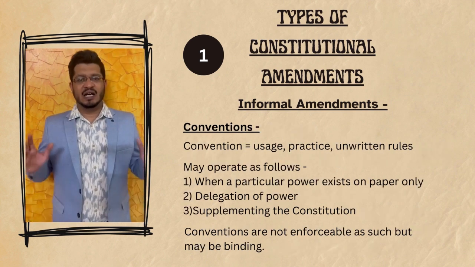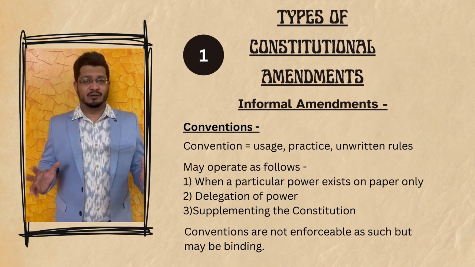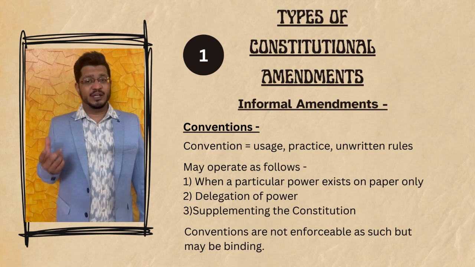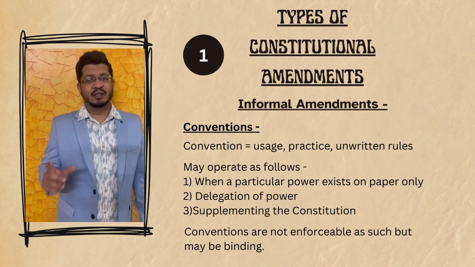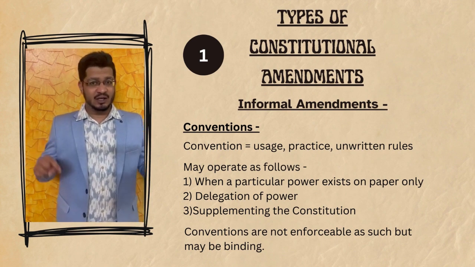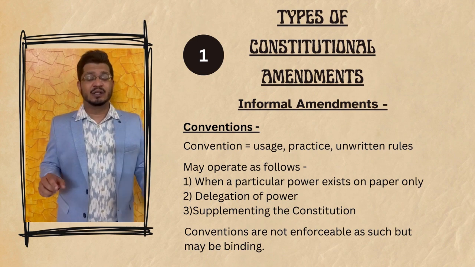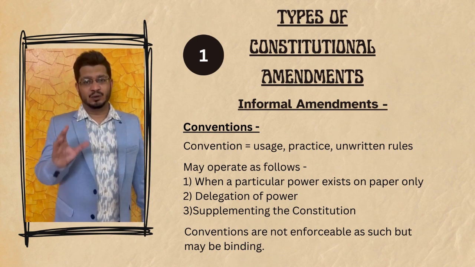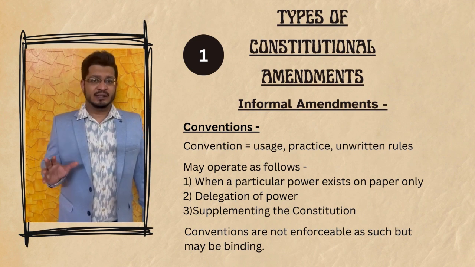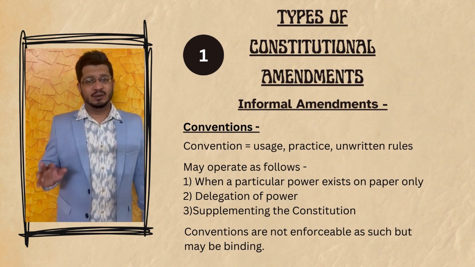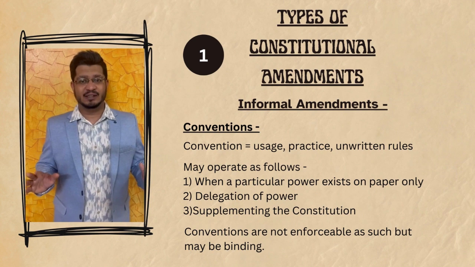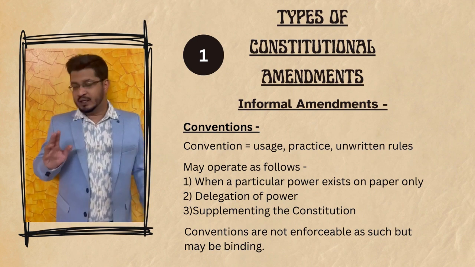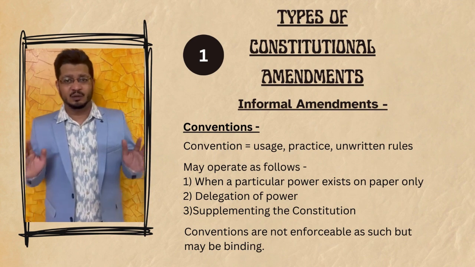Now let us try and understand the concept of constitutional amendments through conventions. Now, what is the meaning of the word convention? In this context, that is, in the context of constitutional amendments, the word convention means usage or unwritten rules. Therefore, in the case of conventions, constitutional amendments can take place in three situations. The first one is when a particular power exists on paper only.